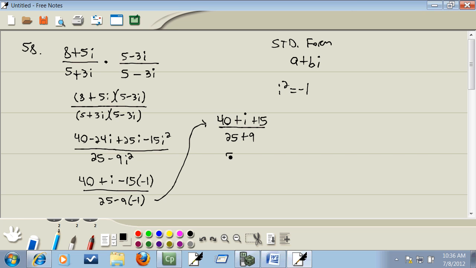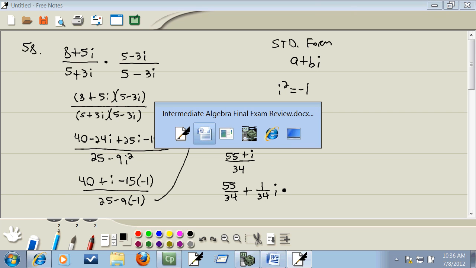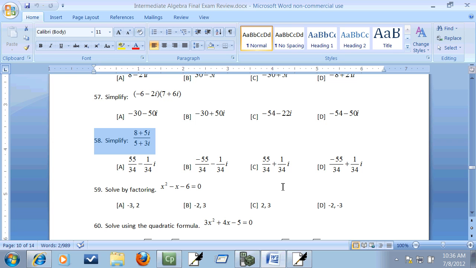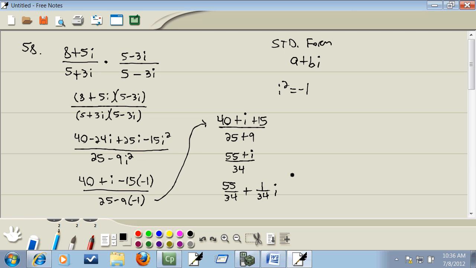40 plus 15 on top gives us 55. So I got 55 plus i. And 25 plus 9 gives us 34. Now, standard form requires the real part be separate from the imaginary part. So this will be 55 over 34 plus 1 over 34i.